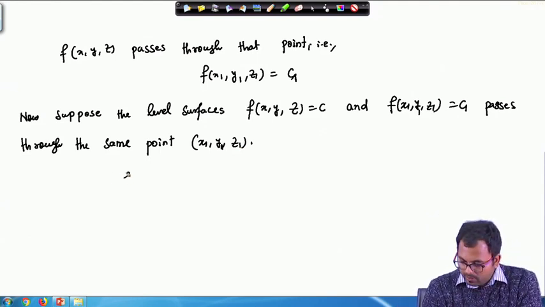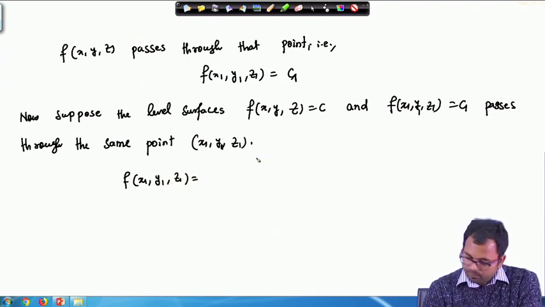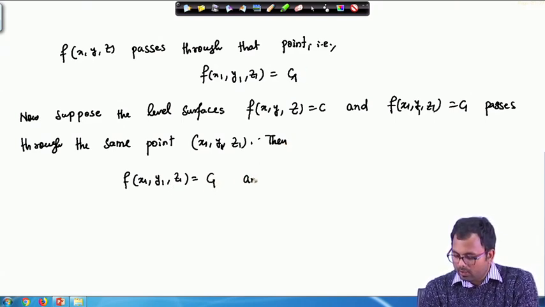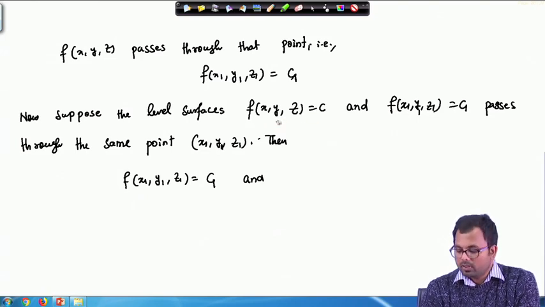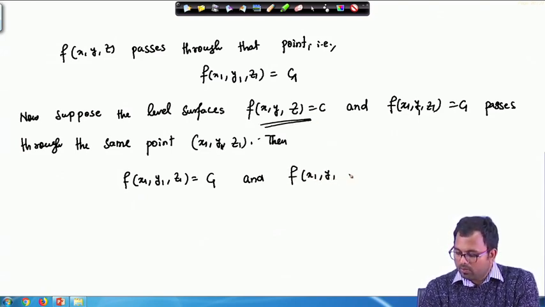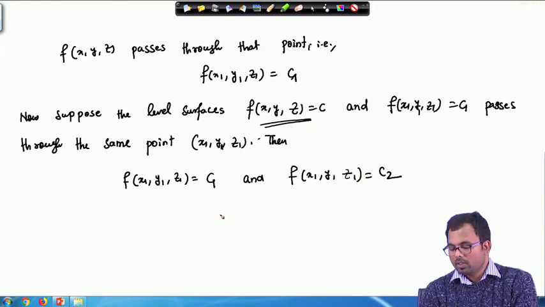What will happen is we will have f(x1, y1, z1) equals c1 from here, and if it satisfies this equation, then it will be f(x, y1, z1) equals c2. We will get a different constant because the level surface is different, and so ideally, we should get a different constant.